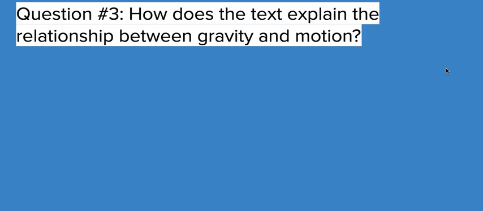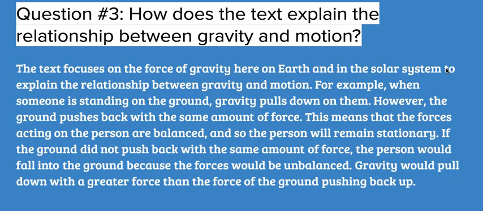Question 3. How does the text explain the relationship between gravity and motion? The text focuses on the force of gravity here on Earth and in the solar system to explain the relationship between gravity and motion. For example, when someone is standing on the ground, gravity pulls on them. However, the ground pushes back with the same amount of force.